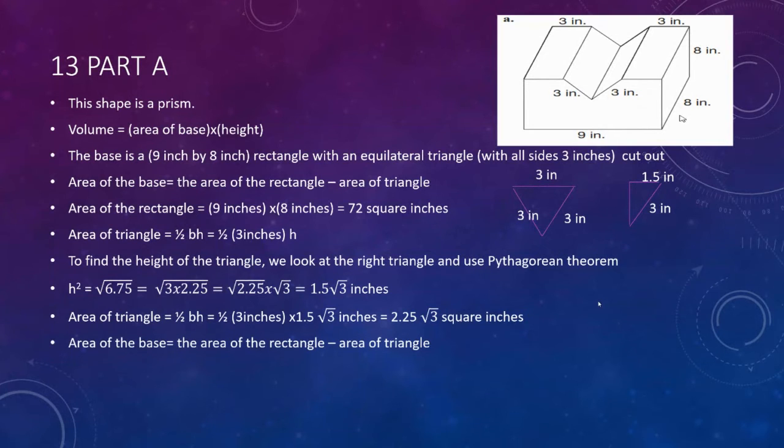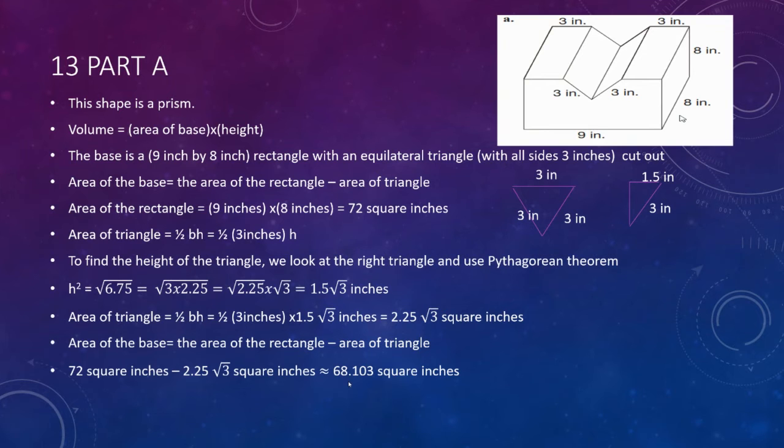To find the area of the base, we'll take the area of the rectangle minus the area of the triangle. Remember, we found the area of the rectangle before. And so we have 72 square inches, that's the area of the rectangle, minus 2.25 times the square root of 3 square inches. And I just grabbed my calculator and punched that in, and I found that was 68.103 square inches.